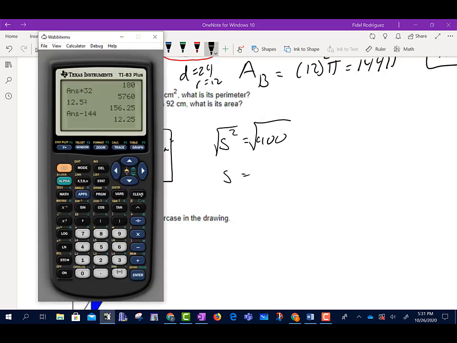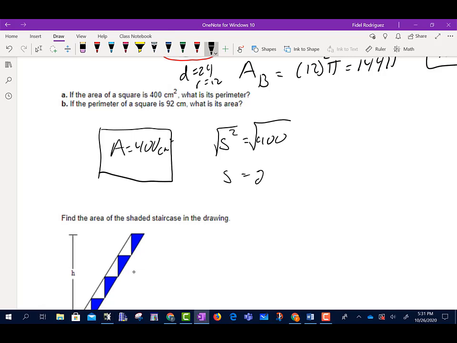So I'm going to take my calculator, I'm going to clear this out. I want to get to my square root. I want you to notice right above the x squared button is my square root button. So I'm going to hit second and the x squared button, 400, to close that off. And so my side is 20. So that means that the sides here are 20, 20, 20, and 20.